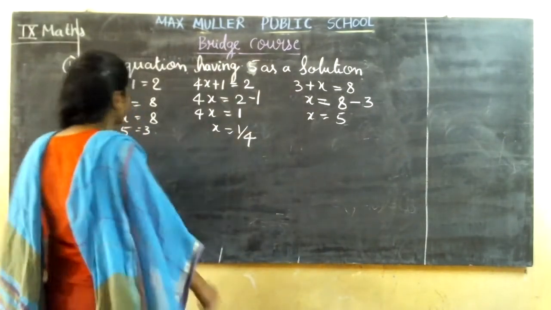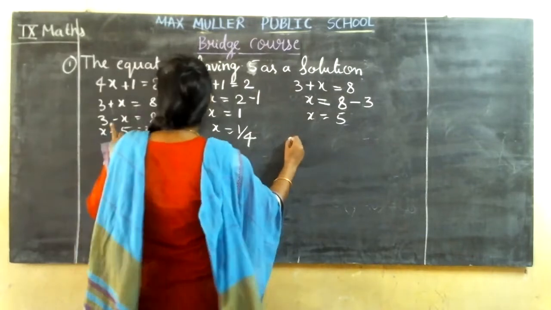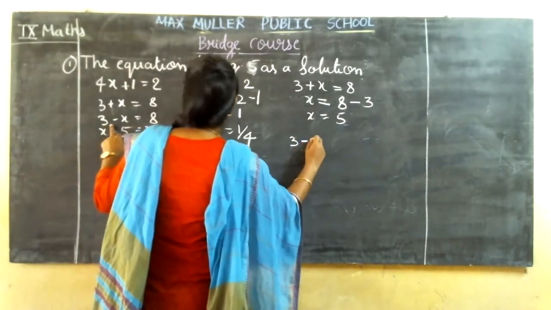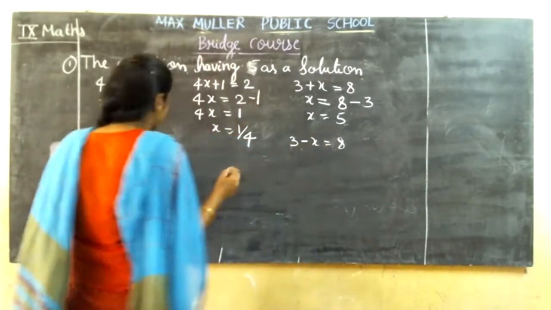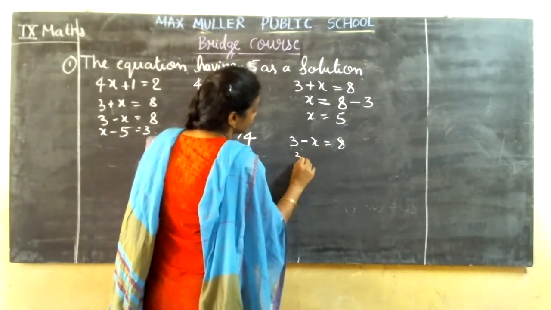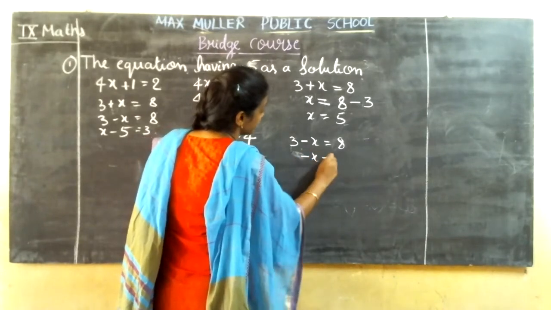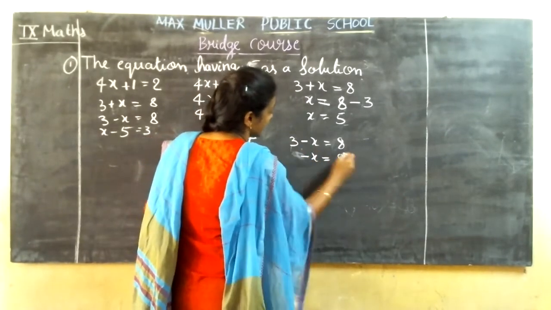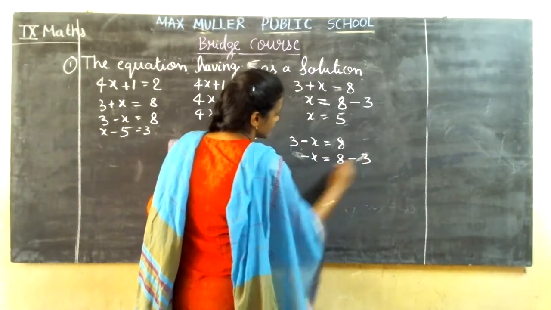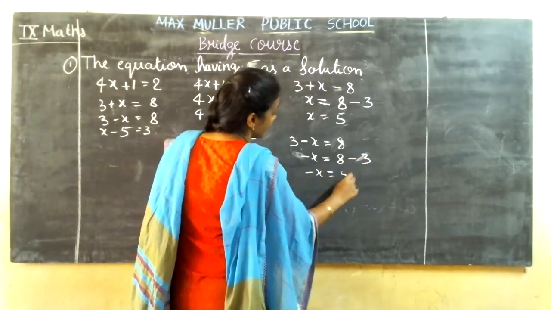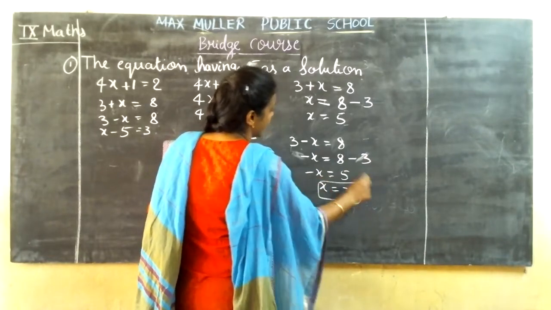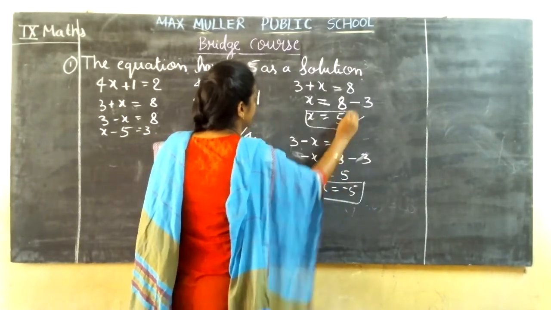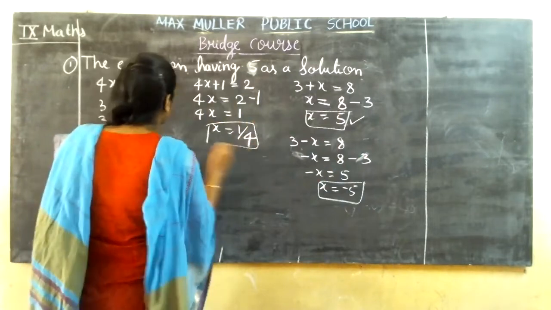Okay, we'll see the remaining 2 also, guys. The third one, 3 minus x is equal to 8, right? So what will we do here? Keep this x as it is. You are going to shift this 3 again to this side. So minus x is equal to 5. The value here is what? Negative value. So this is not right here.